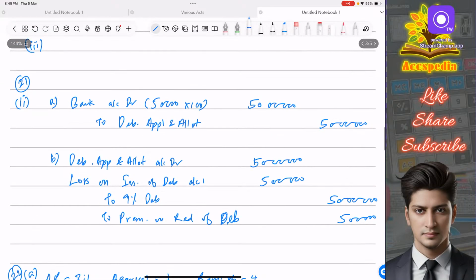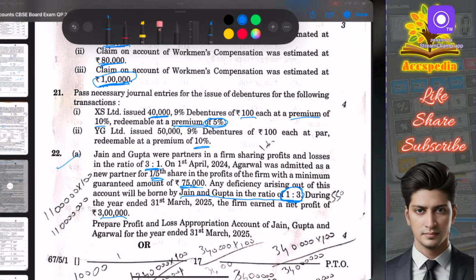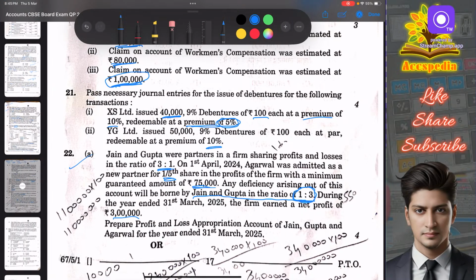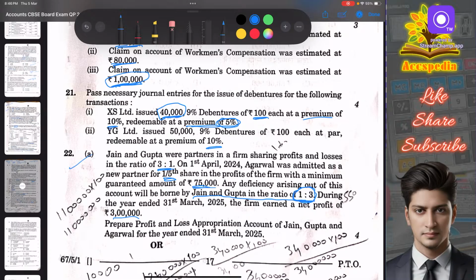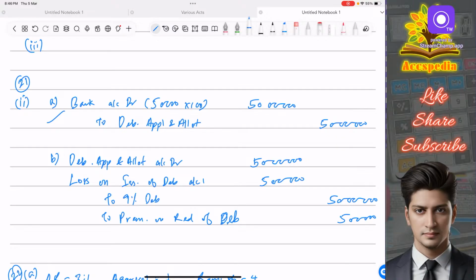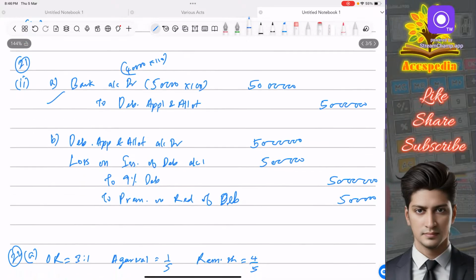Case 1, this entry will be the same: bank account debit to debenture application. But in case 1 we are issuing only 40,000 debentures at 100 rupees with a premium of 10 rupees. So 40,000 into 110 will come in this entry. So bank for 44 lakh, to debenture application and allotment 44 lakh.